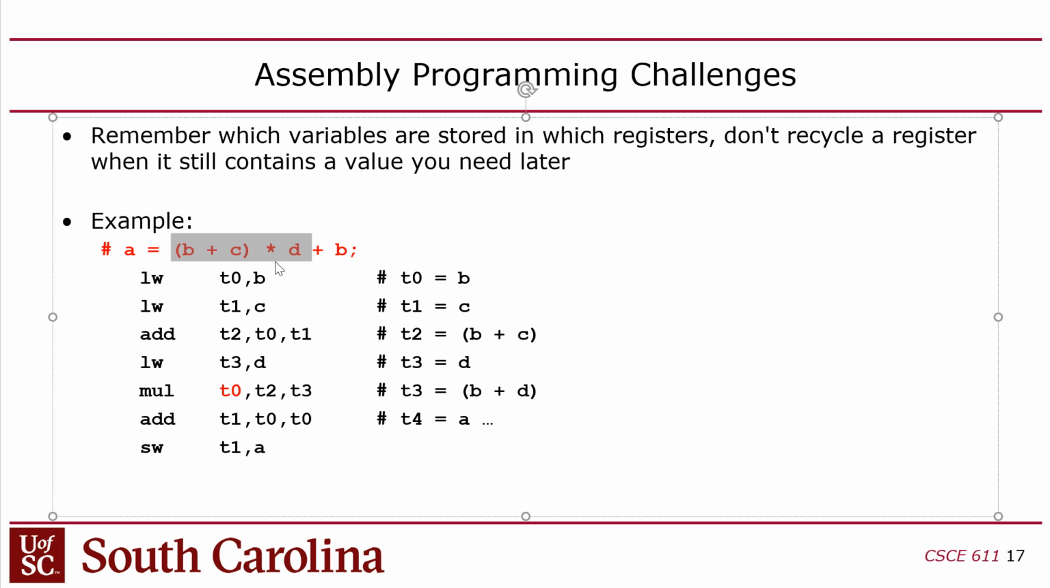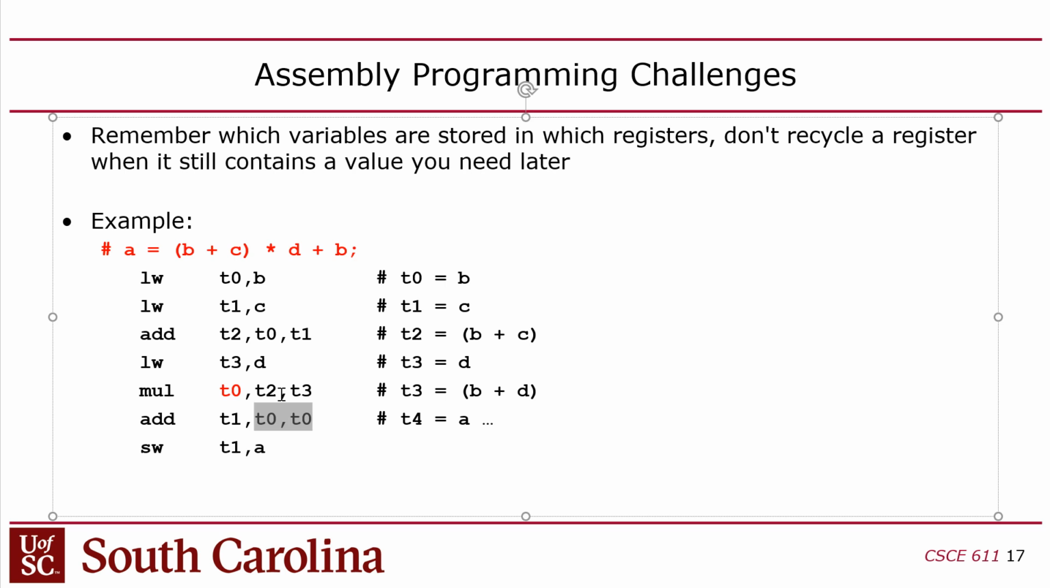However, I made a mistake here. I used T0 to store that product. Why is that a mistake? Well, it's because I was using T0 for B, and if you look at the code, it's pretty clear that I assumed that B was still in T0 because I then use T0 in the next line of code, thinking that I've got B in there.